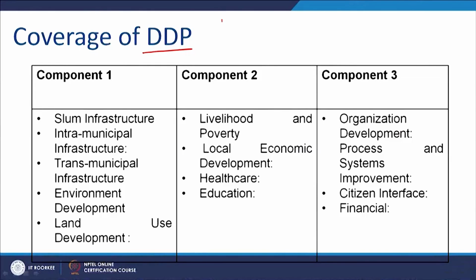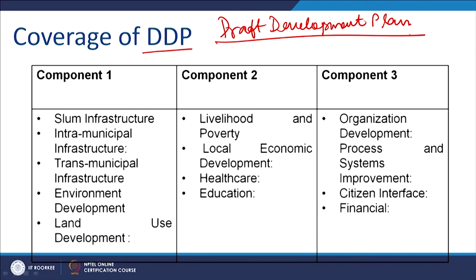Now, we see a few examples of draft development plan. In many municipal acts, the basic plan framework or the document is called the draft development plan, because municipalities are not supposed to make the final development plan. It is ultimately approved by either the district planning committee or the metropolitan planning committee. That is why it is called draft development plan.